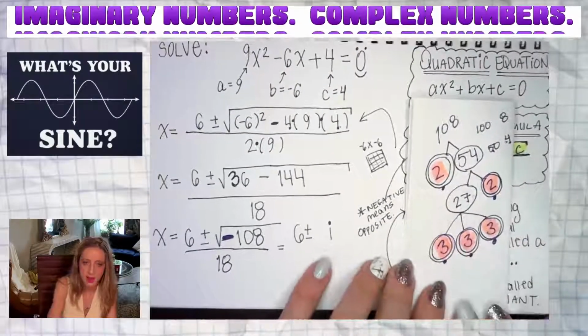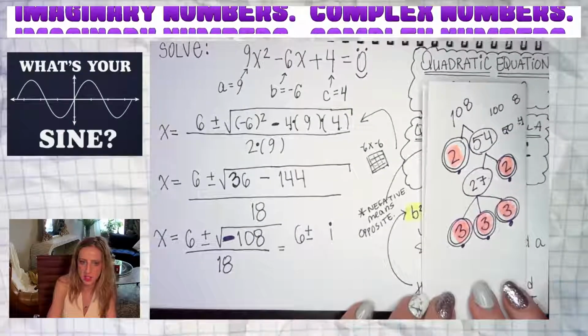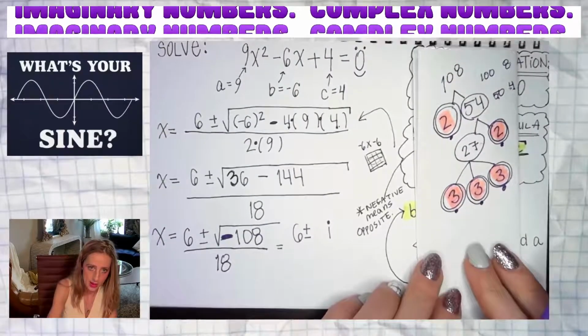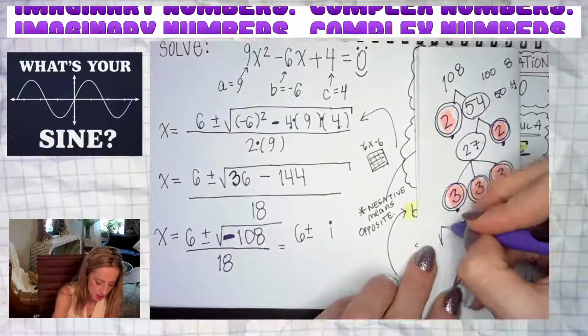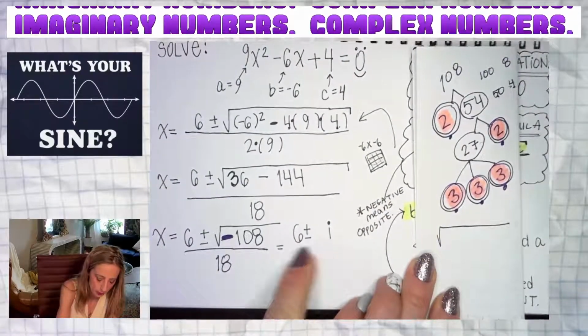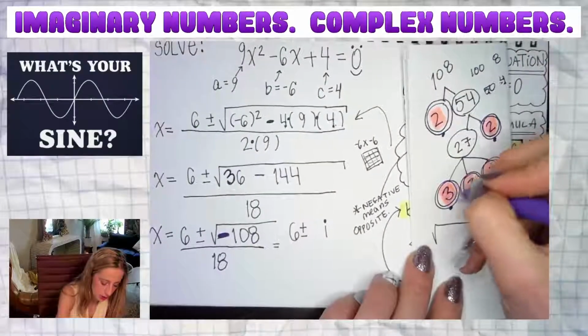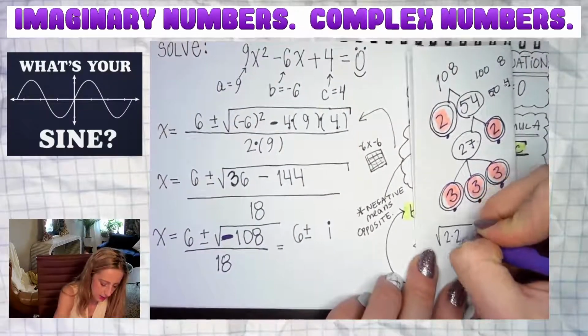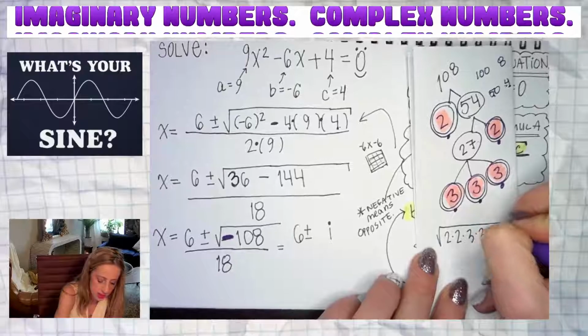Exactly. You'll always have the same answer for a prime factorization no matter what. So that was perfectly fine. You could do it that way. So that means instead of having a 108 inside, so the I already came out, we have 2, 2, 3, 3, 3. 2 times 2 times 3 times 3 times 3.